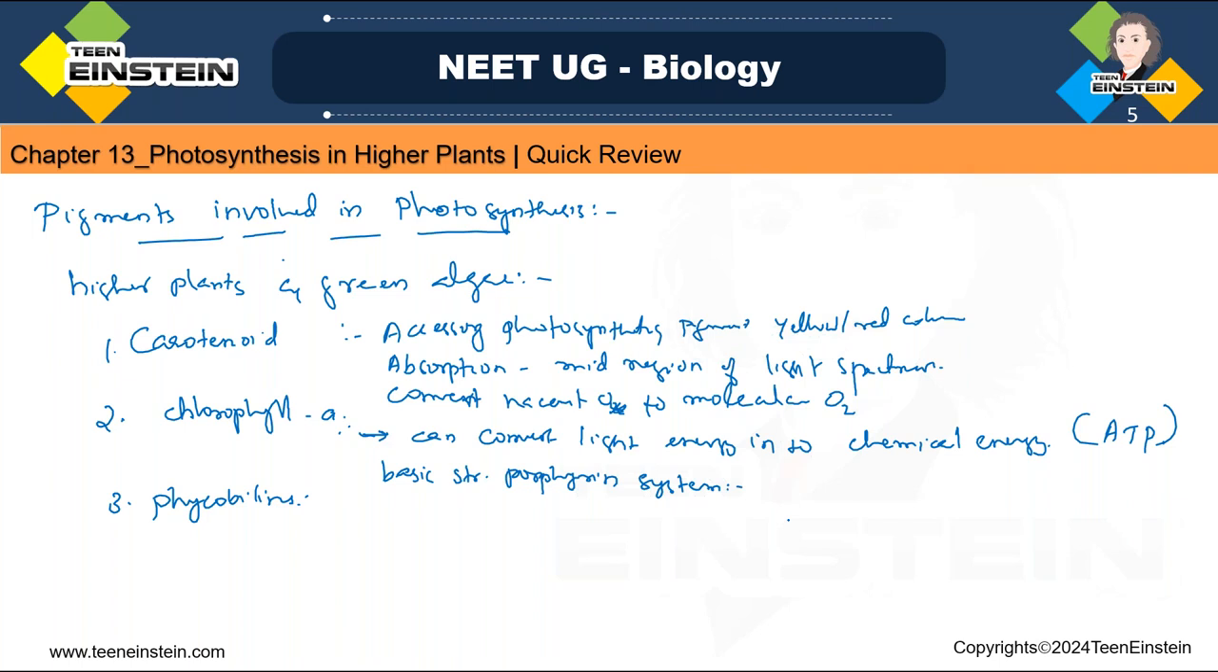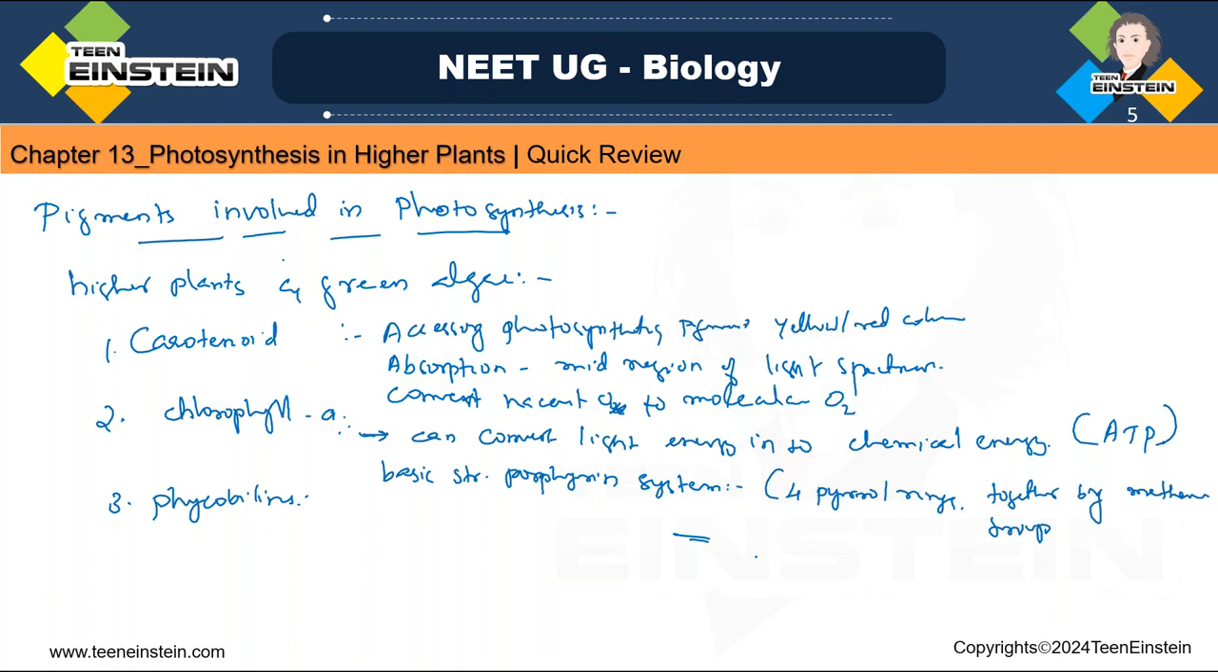In the porphyrin system, four pyrrole rings are linked together by methane groups. This is a very important question. For chlorophyll A, you need to learn about the basic structure of all chlorophyll molecules, that is the porphyrin system, in which four pyrrole rings are linked together by methane groups, and that forms the ring system.